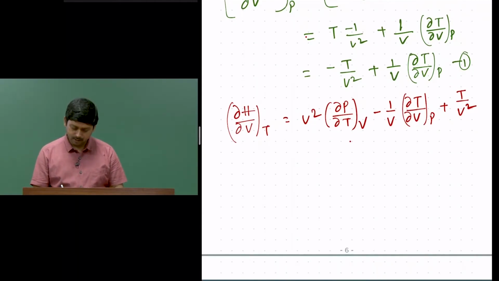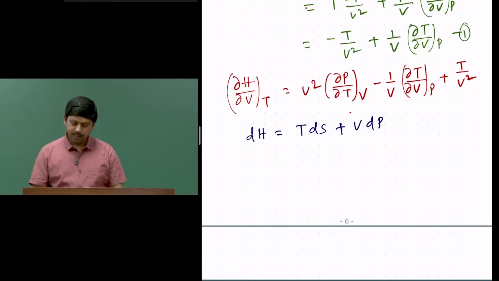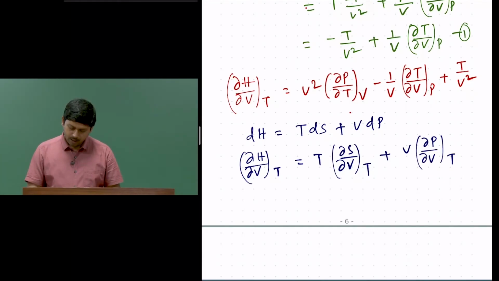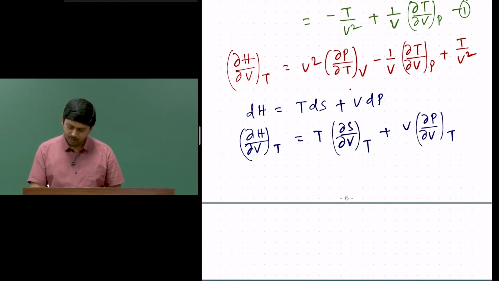We can start with the definition of dH, which is T dS plus V dP. Let us take a derivative with respect to V at a constant T. So, del H by del V at a constant T is what we want, that is T del S by del V at a constant T plus V del P by del V at a constant T. Now, we know from Maxwell's relation, we just quickly write S P T V. We know that del S by del V at a constant T is nothing but del P by del T at a constant V.